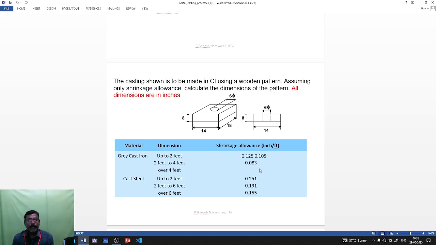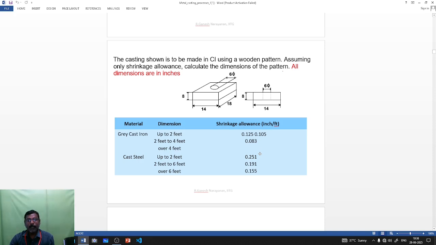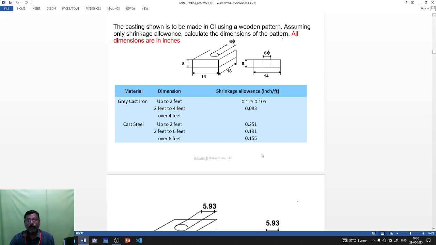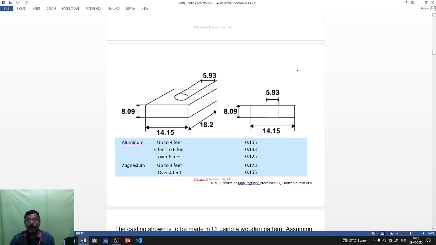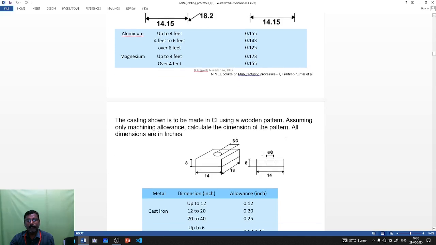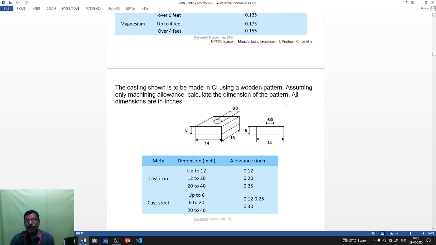So assuming only shrinkage allowance, calculate the dimension of the pattern. All the dimensions are in inches. Gray cast iron, dimension 2 feet to 4 feet, then shrinkage allowance is 0.125. Then cast steel up to 2 feet, shrinkage allowance is 0.251. Then aluminum up to 4 feet, 0.115 allowance. Then magnesium up to 4 feet, 0.173 allowance.